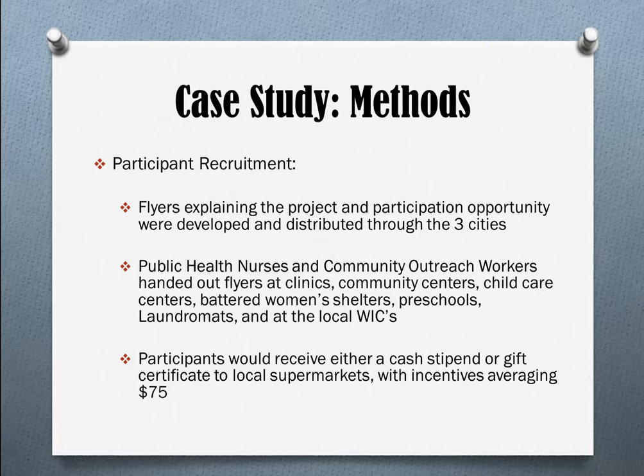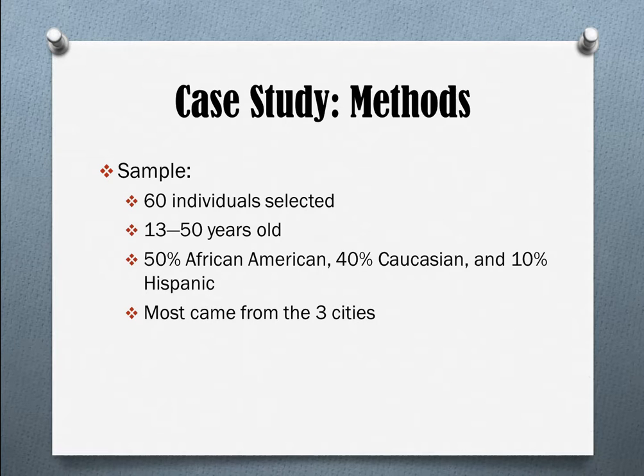It was noted that participants would receive either a cash stipend or a gift certificate to local supermarkets, with incentives averaging $75. The sample of individuals collected included 60 different people, and I should note that this wasn't a random sample. They actually had health department staff choose or hand select the 60 individuals from those that may have applied or showed interest, and the article didn't go into detail as to how those individuals were selected.